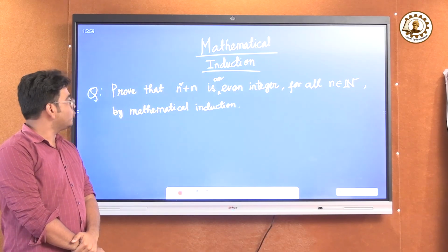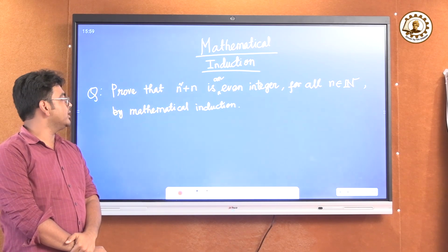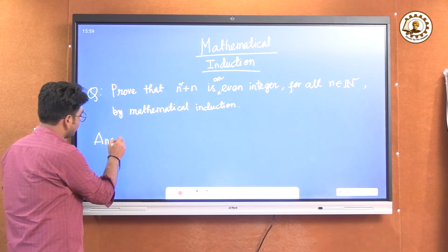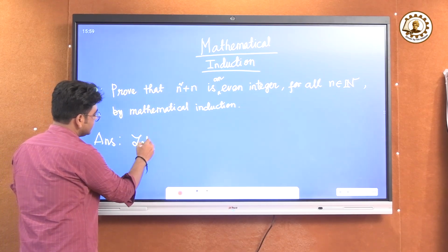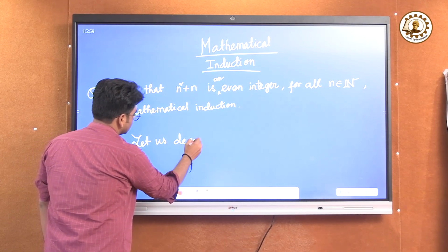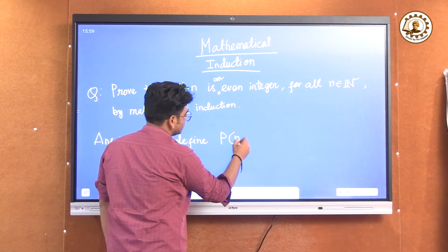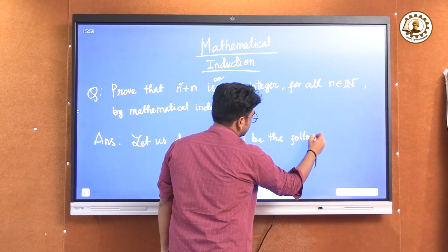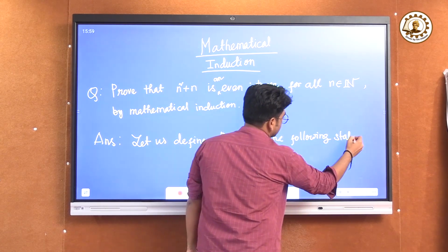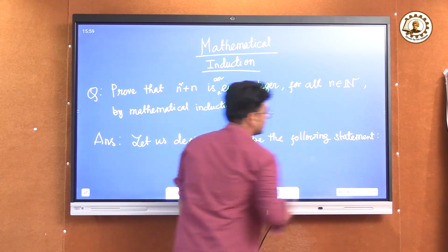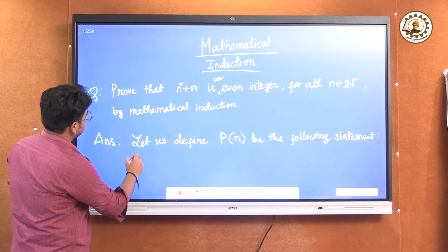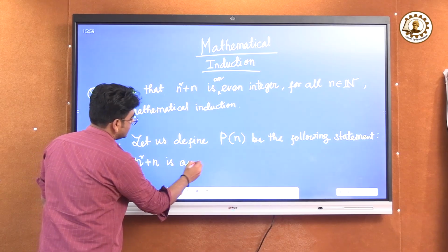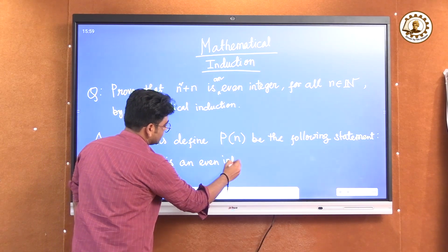Okay, so now to prove this statement we will use mathematical induction. So first of all, let us define P(n) to be the following statement: that is, n square plus n is an even integer.